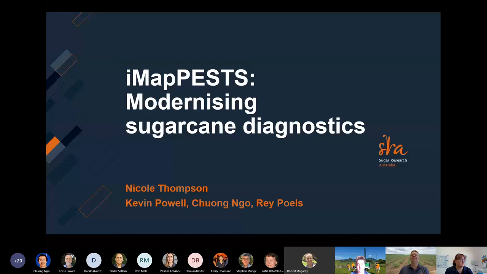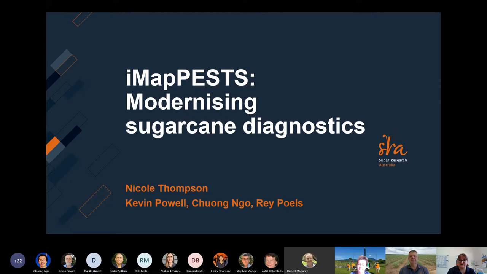Good. All right, so as Shaq has given a really good introduction to the iMapPESTS project, what I'm going to do is talk about what we are doing in SRA as part of this project. The people in SRA who are working on this project are myself, I'm the project lead, and then Kevin is doing the entomology work, and Chung is doing the molecular and high throughput sequencing work, and Ray is our technician who is doing the hard yards.